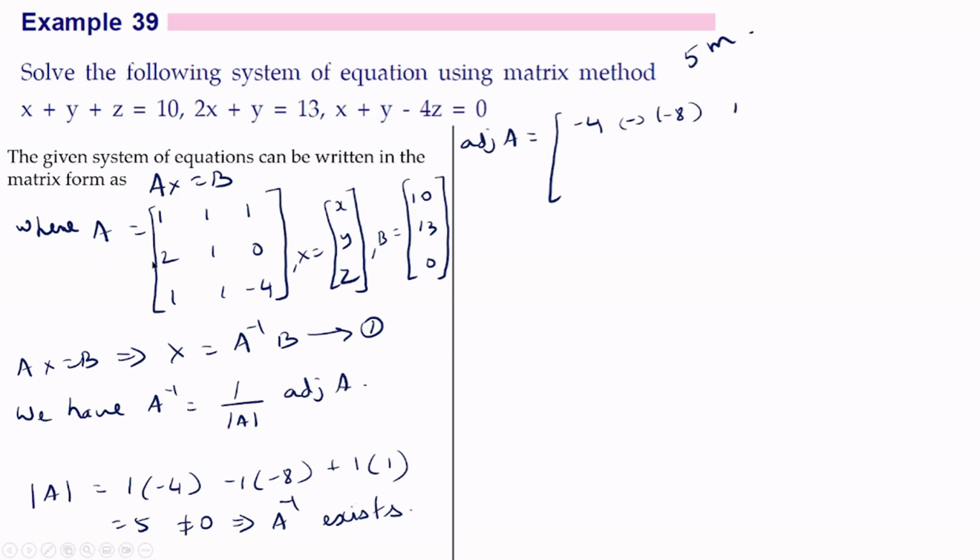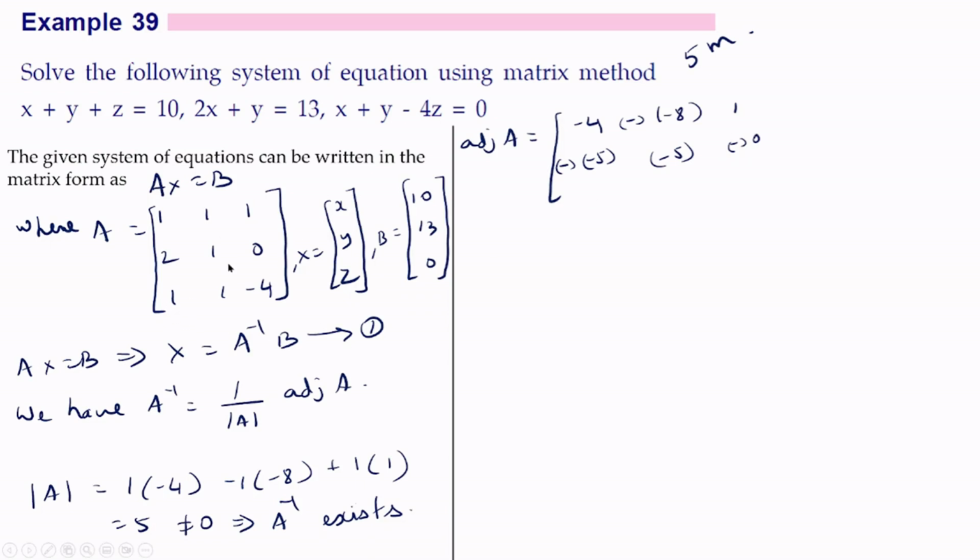Next we have the cofactor of this element 2. It is minus of minus 4 minus 1, which is 5. Then the next element is the cofactor of A22. It is minus 4 minus 1, which is minus 5. Here we have a negative sign. The cofactor of this element 0 is 1 minus 1, which is 0.